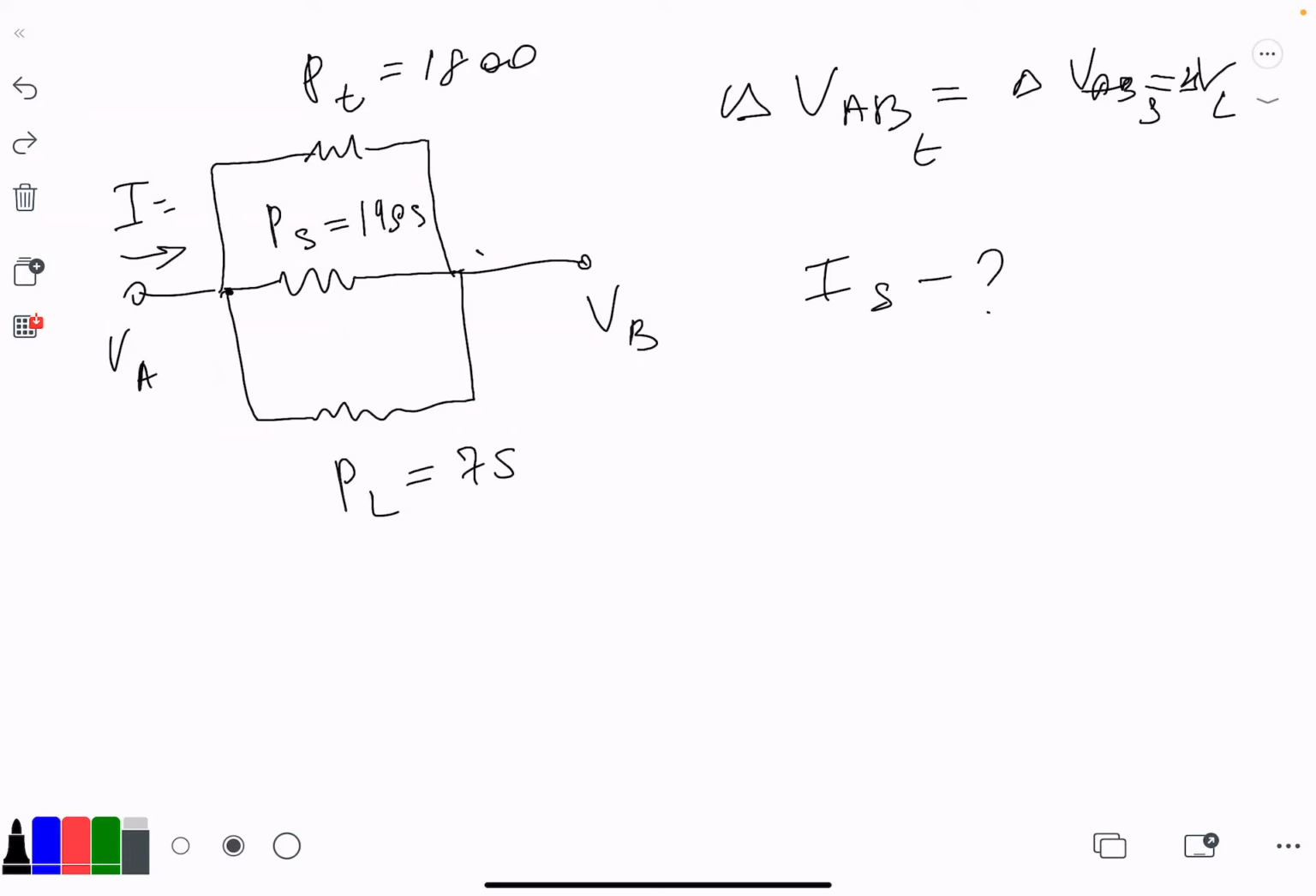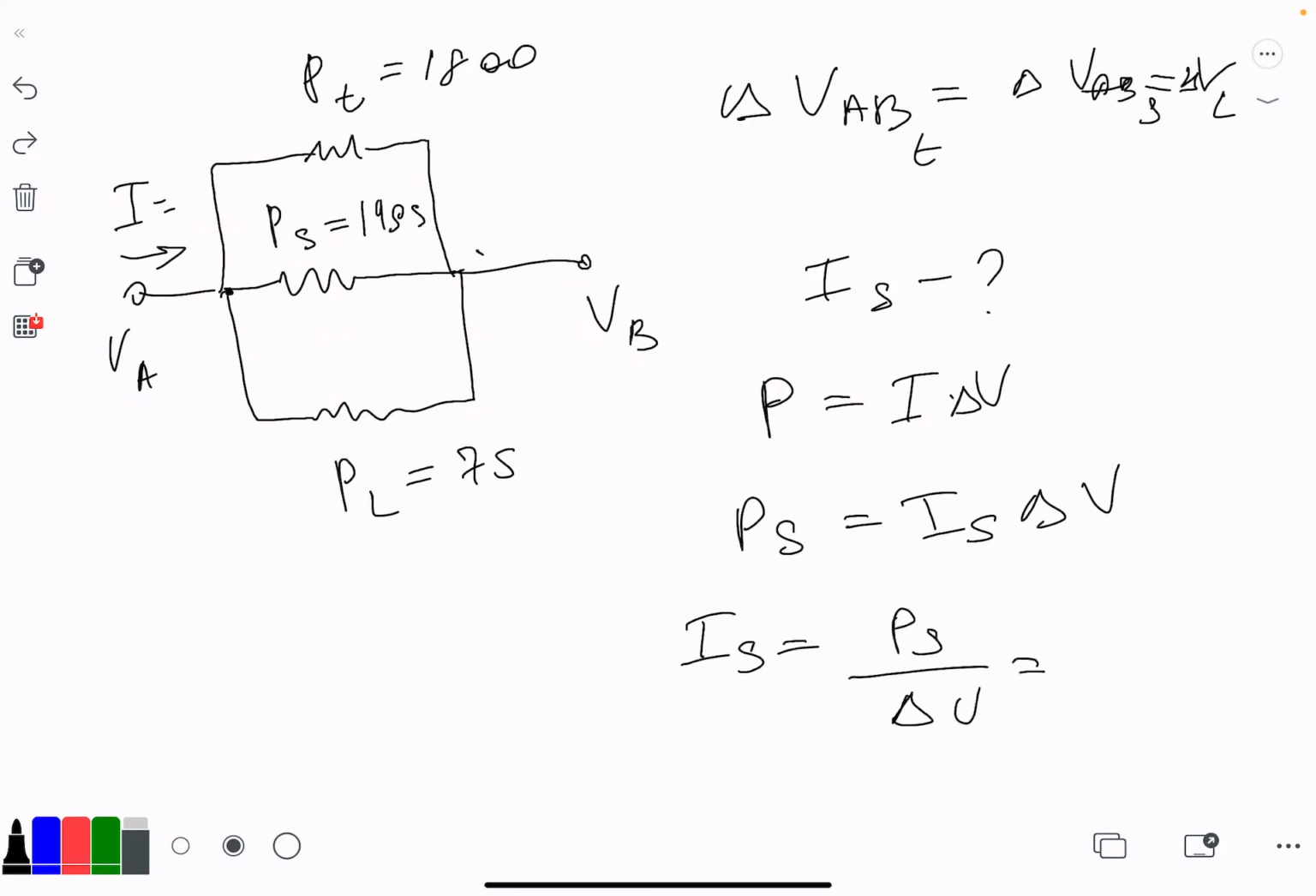So what will the formula be? In general, power is equal to current times delta V, right? That means if you want to find PS, it is equal to current of the S times delta V. That means IS is equal to PS divided by delta V. Now, when it's connected in parallel, the potential difference across all of them will be the same. So therefore, 1495 divided by delta V, which is equal to 120 volts, okay? So that will give you 12.45 amperes.